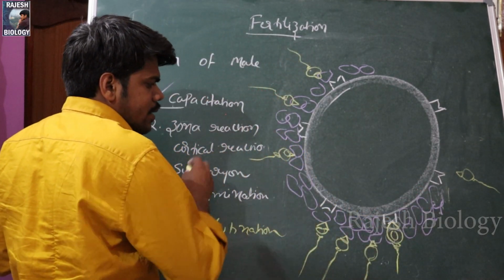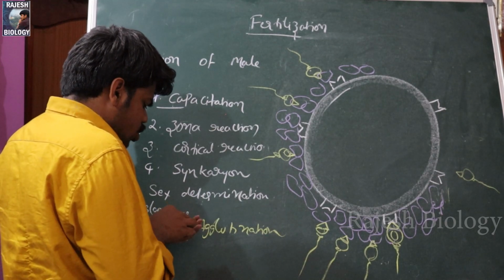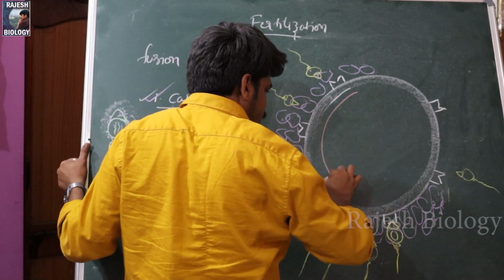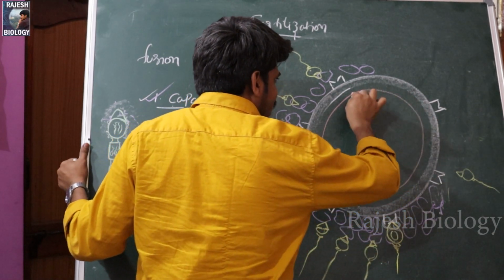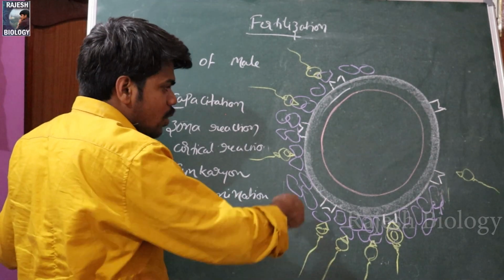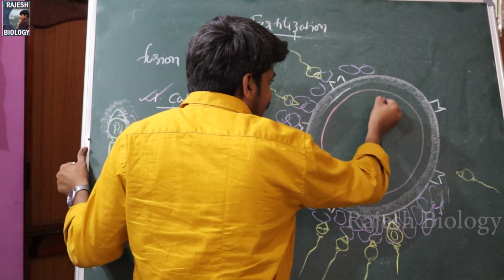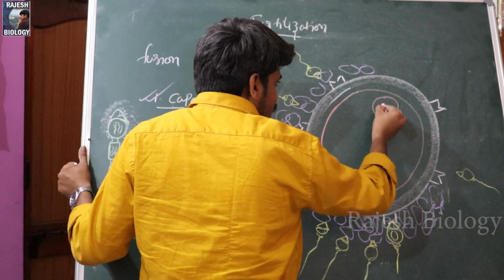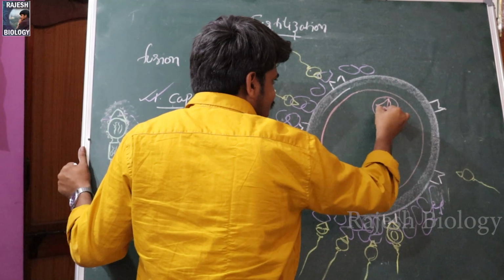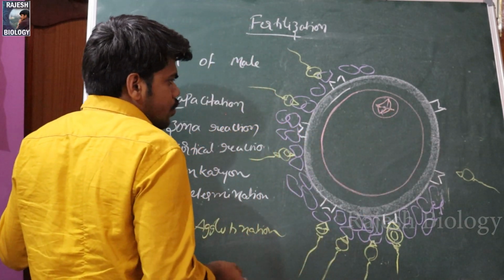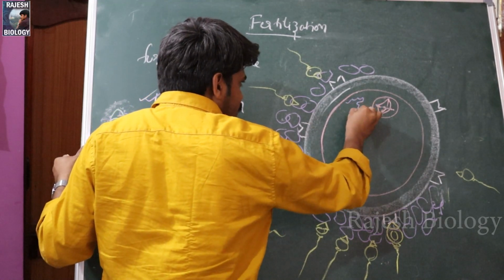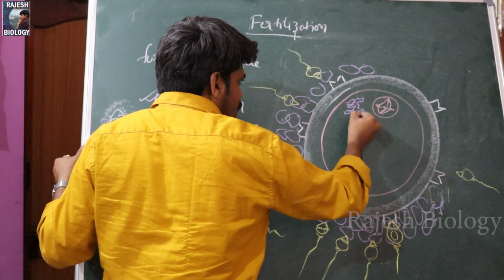Okay, like this. Now inside the zona pellucida there is a perivitelline space and the vitelline membrane. It is the vitelline membrane, the egg membrane. Okay, the secondary oocyte membrane it is. In this secondary oocyte there is a nucleus. In this nucleus, chromosomes are arranged on the metaphase plate because it is arrested at metaphase 2 of meiosis 2. And here there is some smooth endoplasmic reticulum.